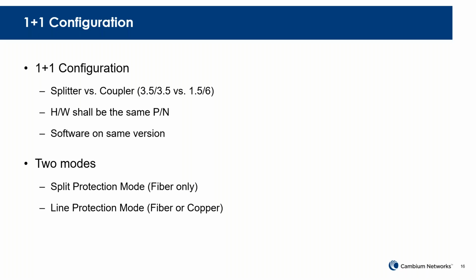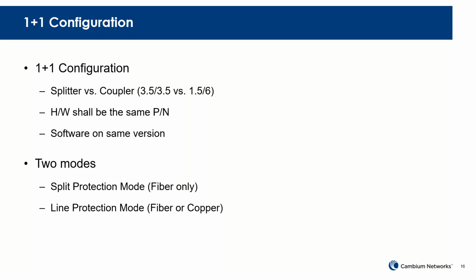If they are different part numbers, the radio will always complain about a configuration mismatch or something like that, so it will never work. Same thing, the software needs to be installed on the same version. So with the 1+1 hot standby, make sure you use the same part number and the same software version, and use a coupler.